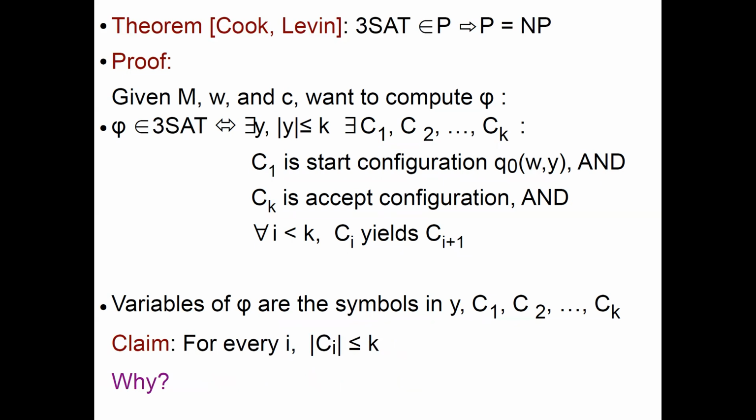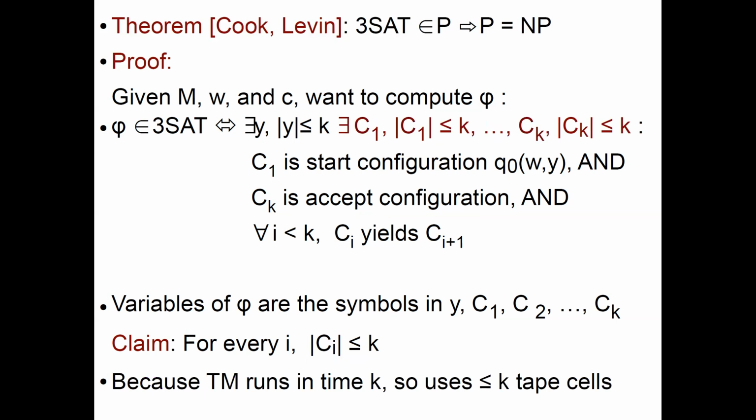Okay, the first claim that we make is that the length of each configuration is at most k. And why is that? That's because the Turing machine runs in time k, so it uses at most k tape cells. This is one aspect of the proof which is made easier by our working with Turing machines, because a Java program could go fetch items from the memory which are very far, and it is harder to come up with a short description of the configurations.